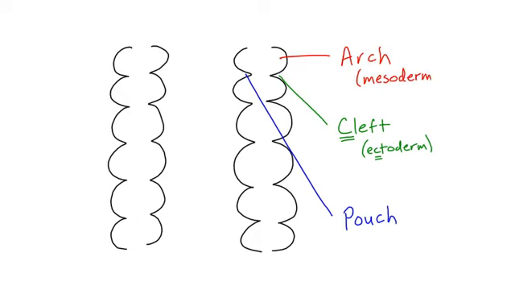The arches are derived from mesoderm. Remember that mesoderm bridges the gap between ectoderm and endoderm, in the same way that an arch bridges a gap. And the pouches are derived from endoderm. So endoderm on the inside, ectoderm on the outside, and mesoderm in the middle. We're going to talk about each of these in turn, starting with the clefts, because they're the most straightforward. Then we'll work our way up to the arches.